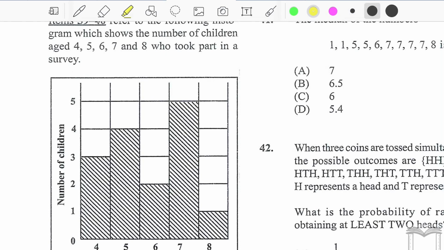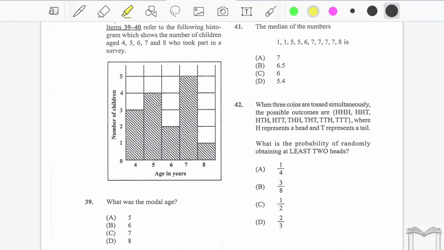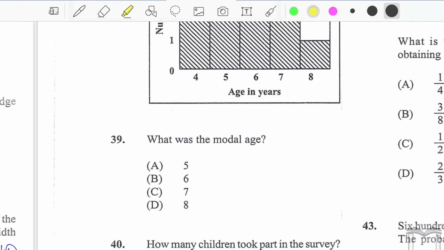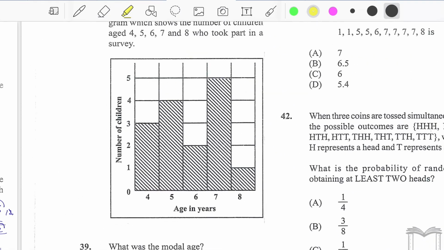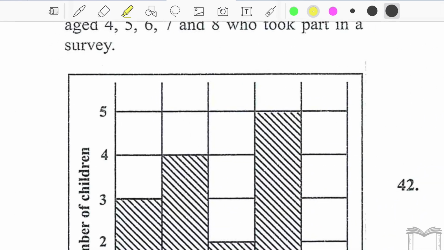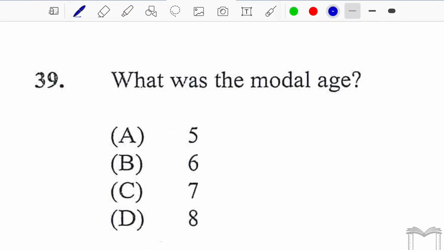So as we can see, that will be 7 years. There are 5 children at 7 years of age, so this will be the mode or the modal age. So don't get mixed up. They're asking for the modal age. Do not put 5. 5 is the number of children. The modal age is 7.